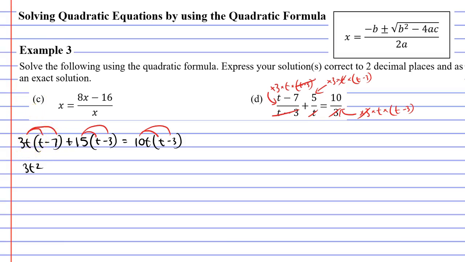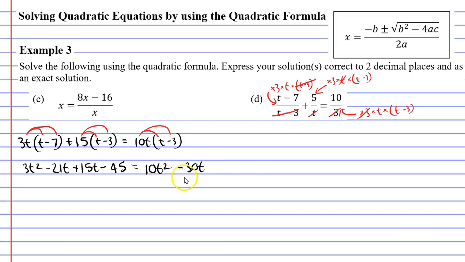3t times minus 7 will give us minus 21t. 15 times t is 15t plus 15t. 15 times minus 3 will give us minus 45. 10t times t will give us 10t squared. And 10t times minus 3 will give us minus 30t. So we have no fractions and no brackets.